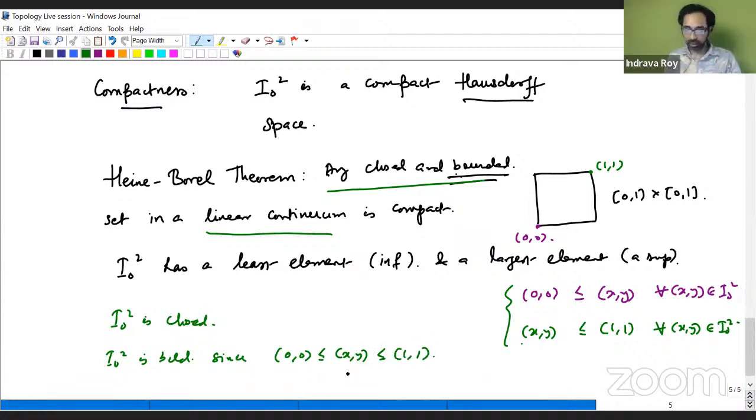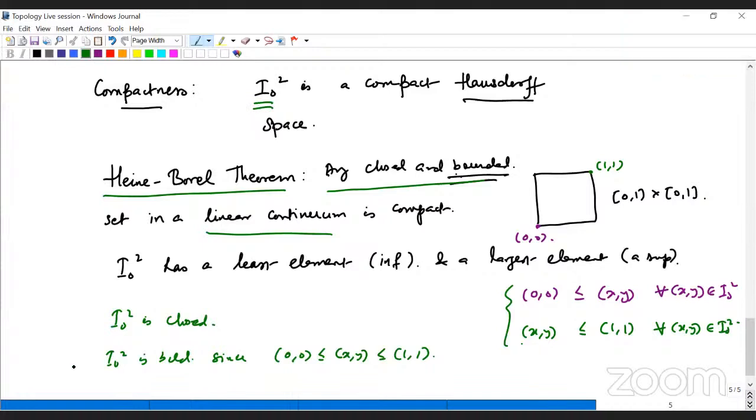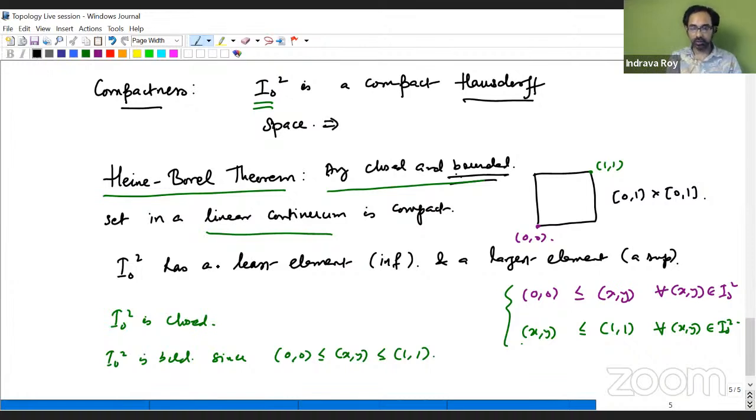The same thing cannot be said for the Euclidean plane, R2 in the dictionary order. R2 in the dictionary order is not a compact space because it's not bounded. There is no least element, there is no largest element. But now that we have the Heine-Borel theorem, we get immediately that I0 square is a compact space. And we have already seen it's Hausdorff. So in fact, this is a compact Hausdorff space. And if you have already seen the weekend lectures, then you will know that this is in fact a normal space.